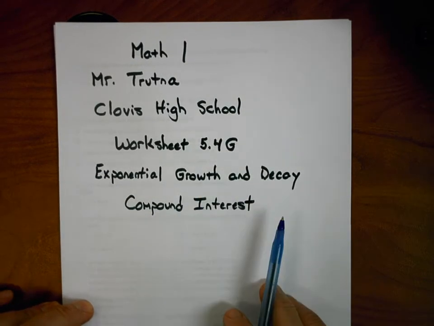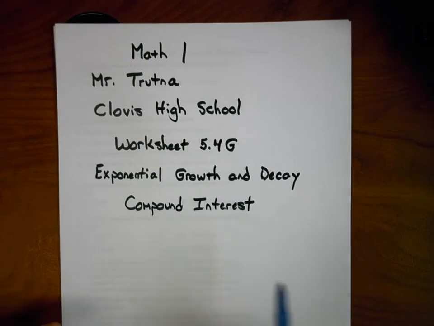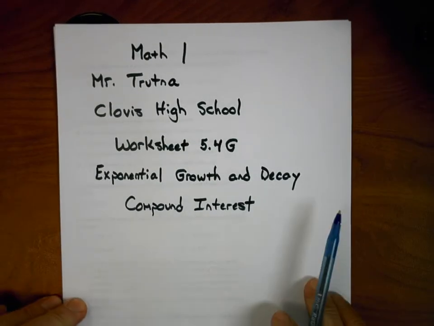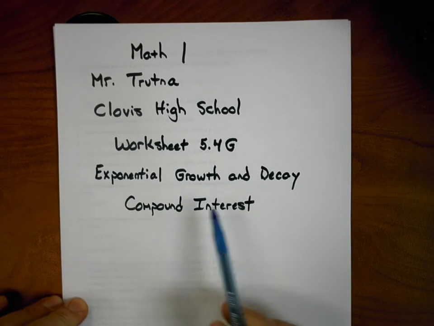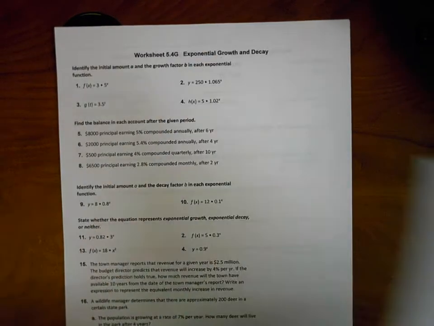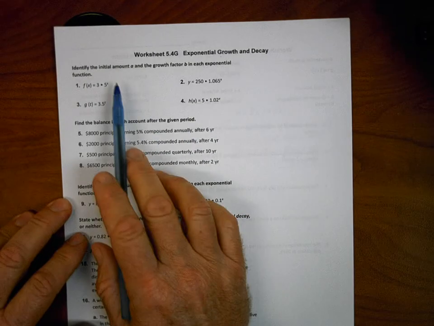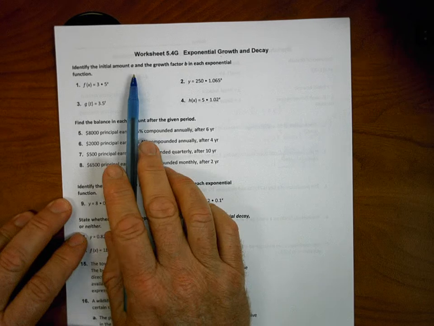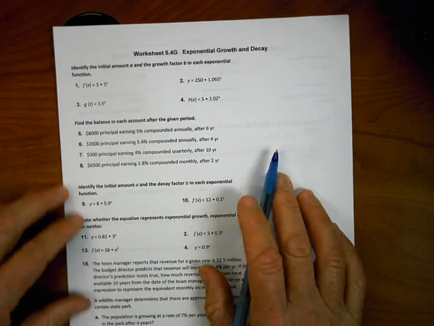This is Math 1, Mr. Trutna, Clovis High School. This is Worksheet 5.4G. These are going to be the solutions, and it's involving exponential growth and decay, and a couple problems involving compound interest. Diving right into the assignment in numbers 1 through 4, we're going to identify the initial amount A and the growth factor B in each exponential equation.